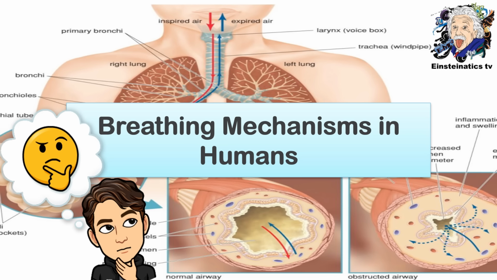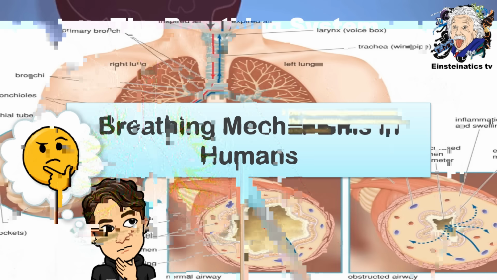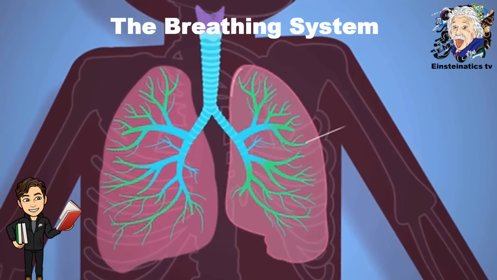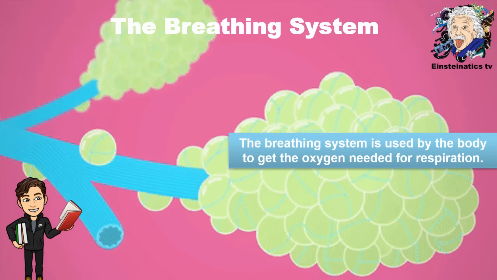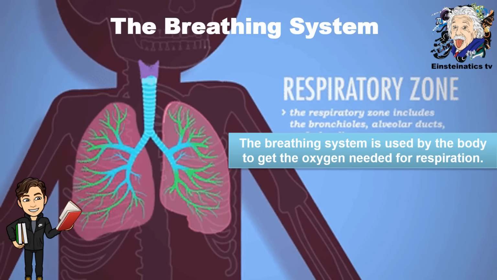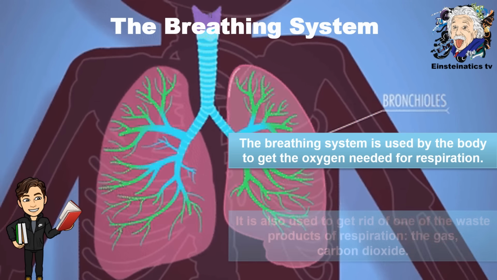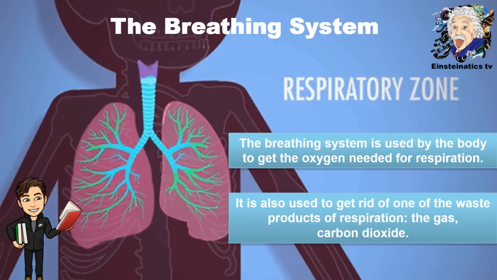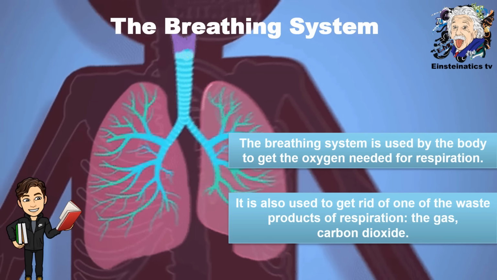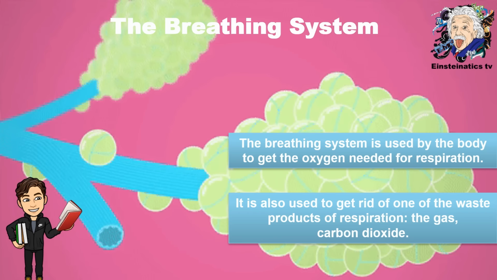This time, we are going to explore the breathing mechanisms in humans. We are going to determine the mechanics as to how humans breathe, or the process of respiration. So why do we really need to breathe? Any ideas? Okay, so the breathing system is used by the body to get the oxygen needed for respiration, as we have discussed earlier. But aside from that, it is also used to get rid of one of the waste products of respiration, the gas known as carbon dioxide. So that's the main purpose why we breathe.